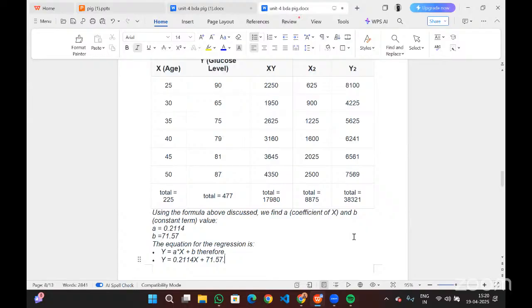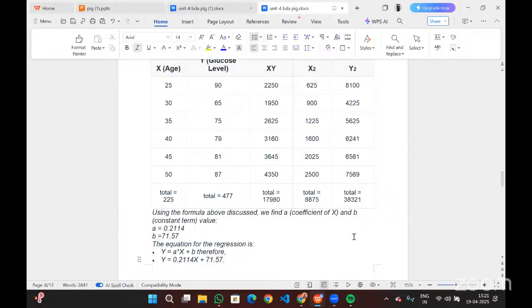Write on, y is equal to a into x plus b, where a and b are constants. You will be given a and b values, where a is equal to 0.2114, and b is equal to 71.57. Now calculate y. Y is equal to ax plus b.